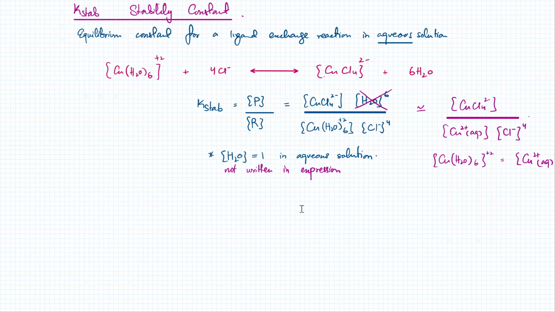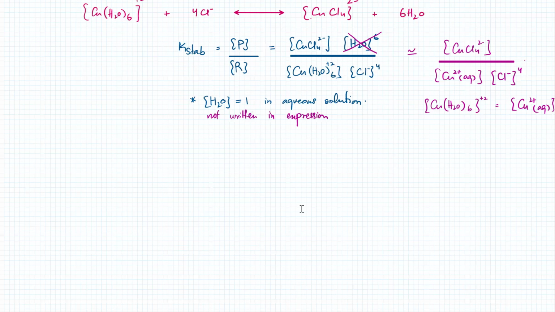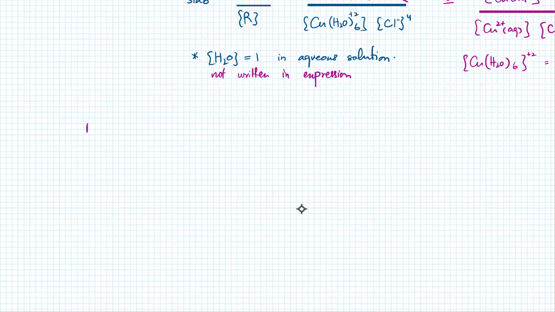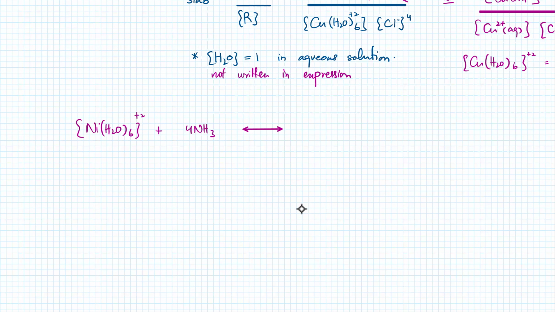Okay, but is this clear, what a ligand exchange is? Yes, sir. What a K stab is? Yes, sir. So I'm just going to write one more. Let's say I've got nickel with H2O6 and I add ammonia to it. And I add 4 ammonia to it, and a ligand exchange happens. So nickel now is surrounded by four NH3s, and there are two water molecules that are left.